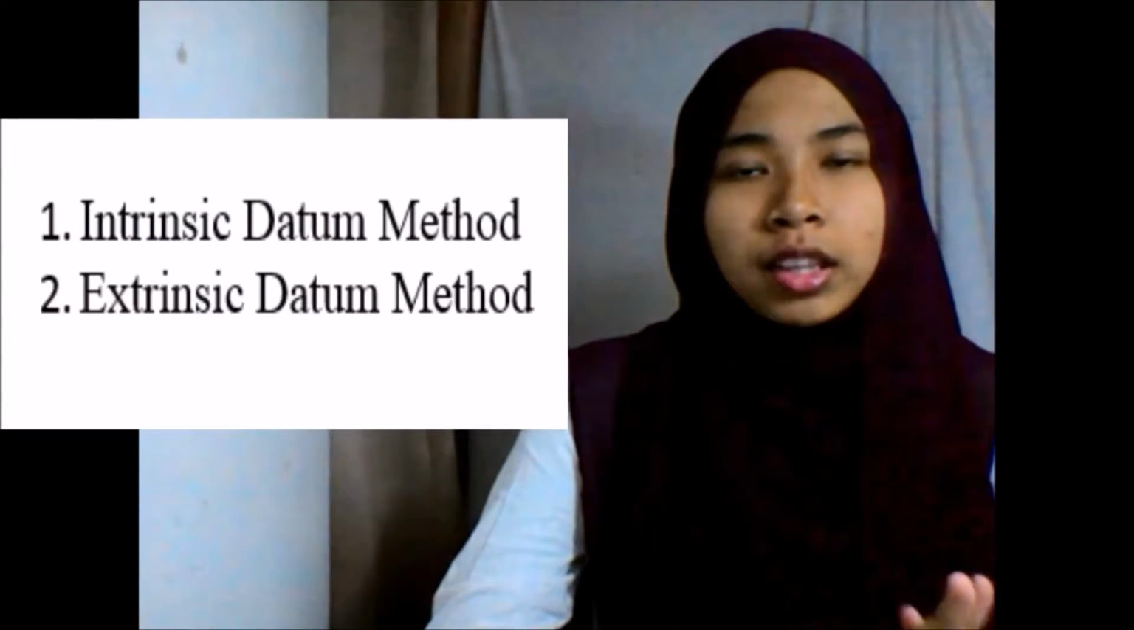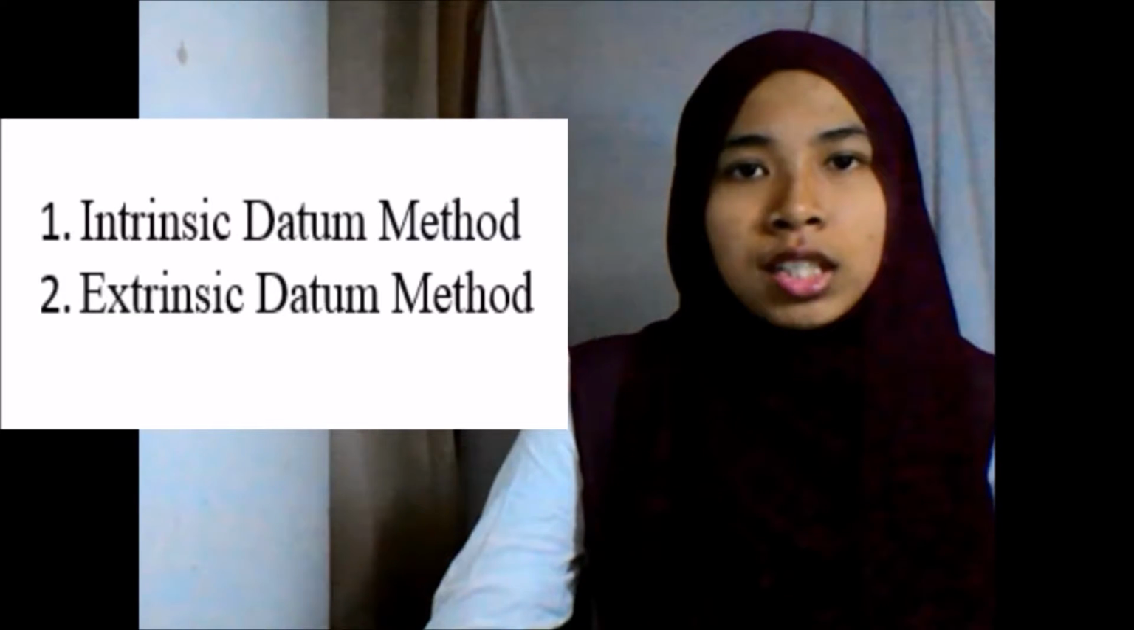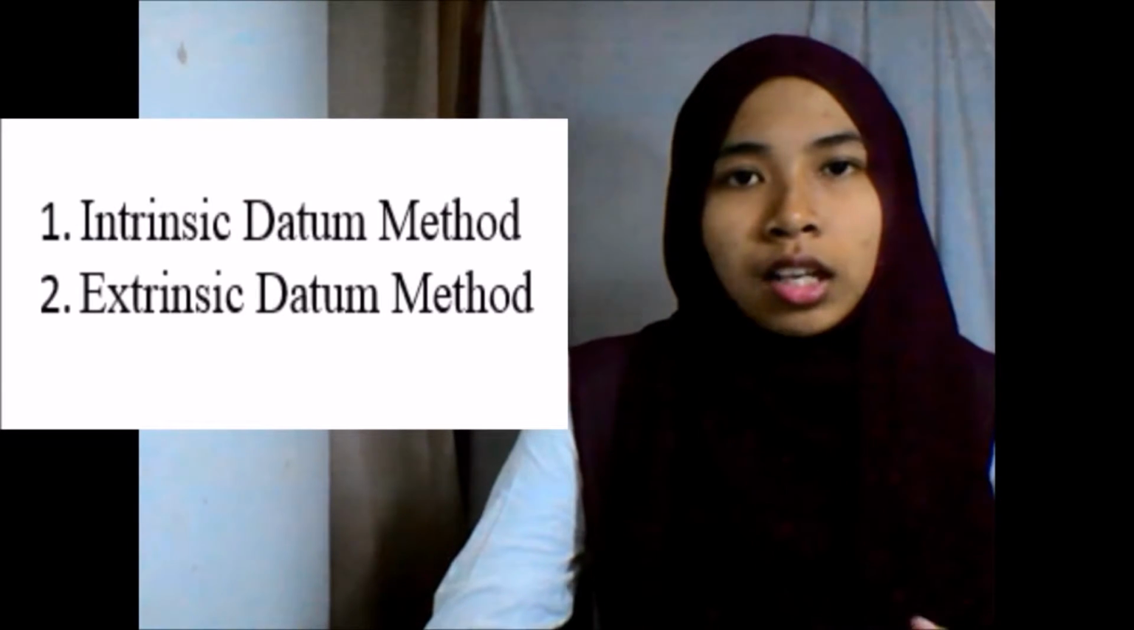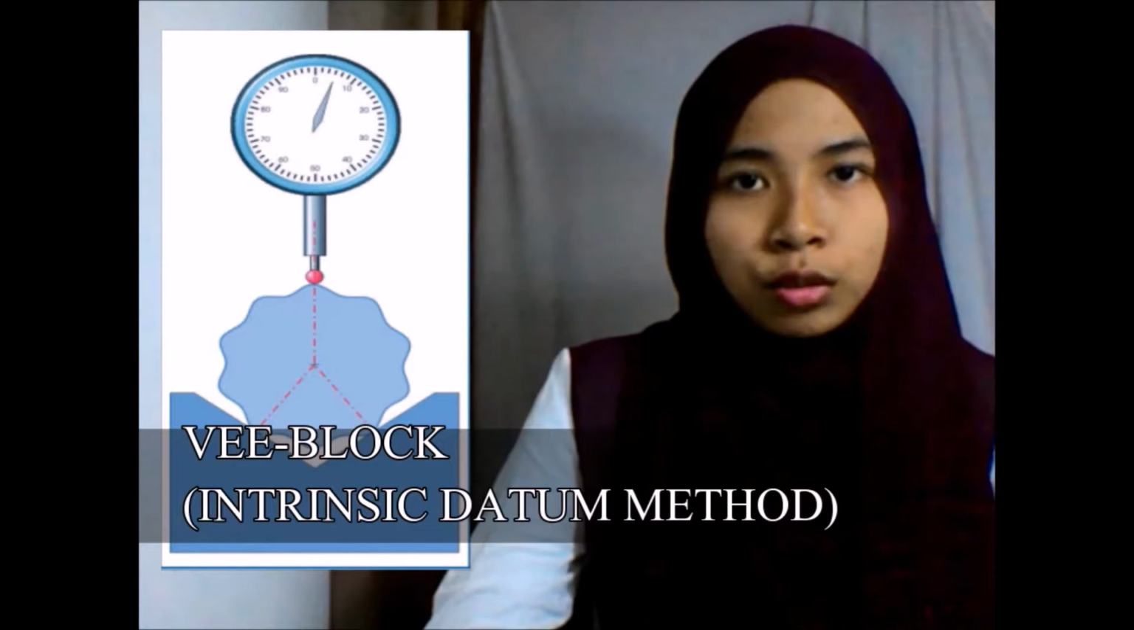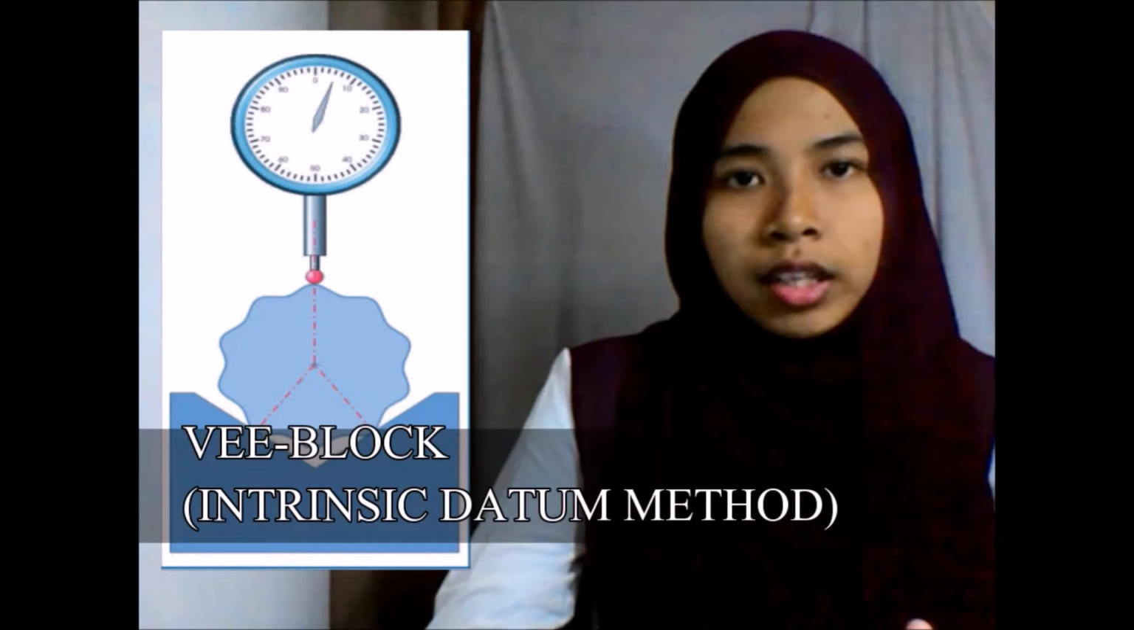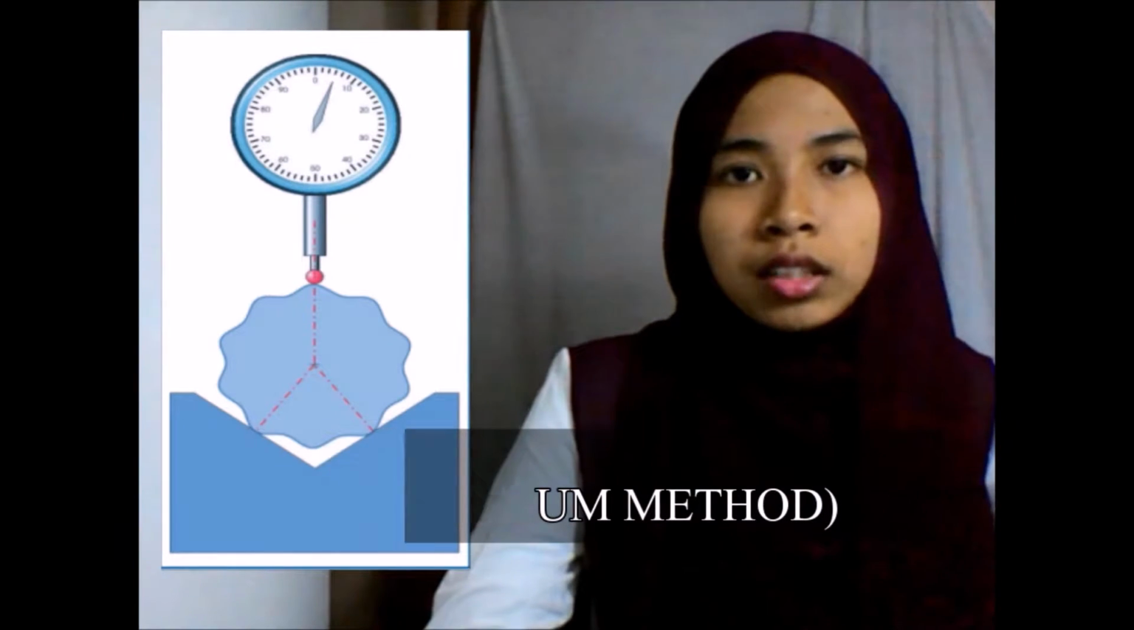Assalamualaikum warahmatullahi wabarakatuh. My name is Nur Aisyah and I would like to present the roundness of the spanner. Firstly, I want to give the definition of roundness. A component is described as round if all points of the cross-section are equidistant from the common center. There are two methods to measure roundness: the instructed data method and the extracted data method. We chose the V-block in the instructed data method to measure the open end and box end of the spanner.